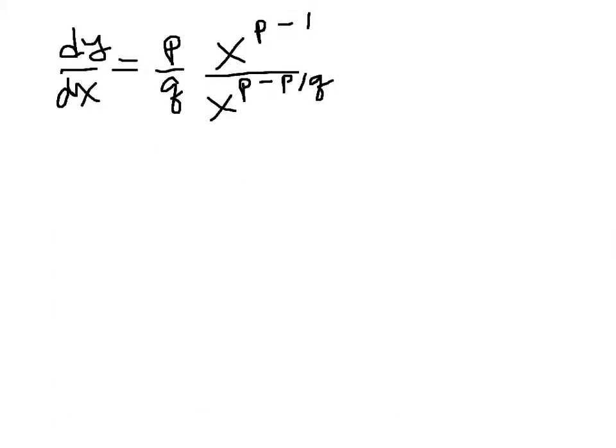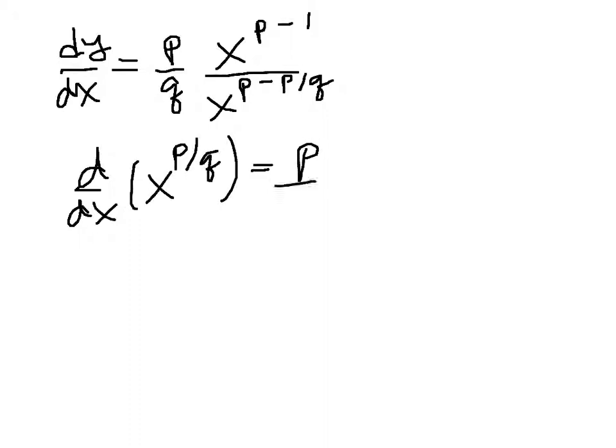So here's where we are. And now if I subtract exponents, we get that the derivative with respect to x of x to the p over q will be p over q times x to the p over q minus 1. So in other words, the power rule is extended now for all rational exponents.